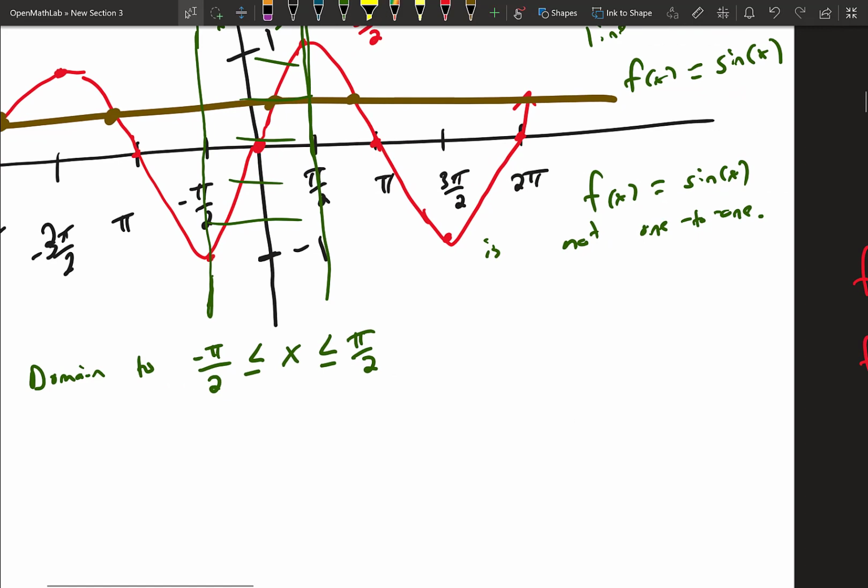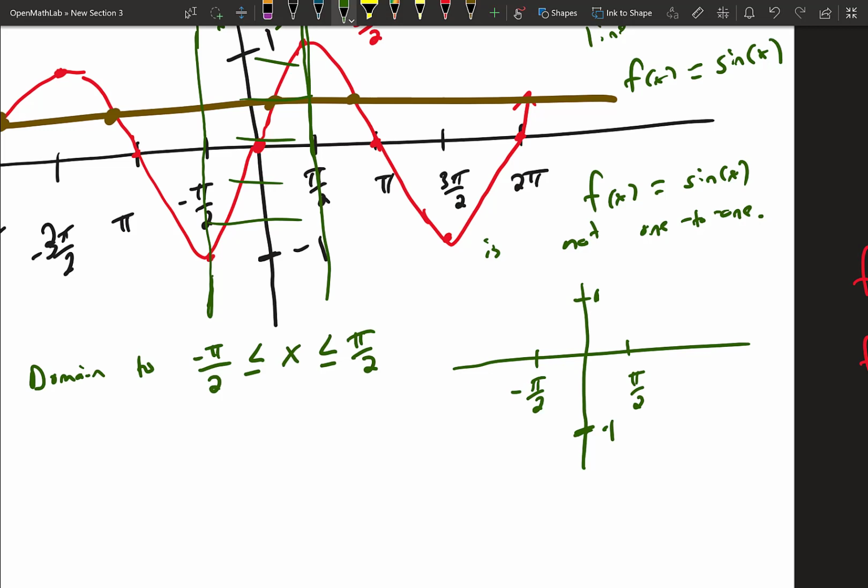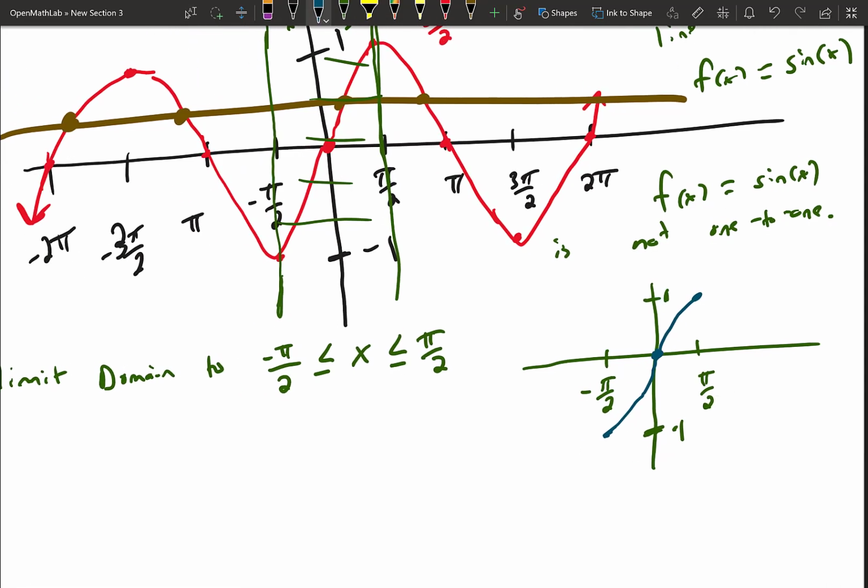So what we end up getting is this graph. We have a point at 0, 0. Pi over 2 is at 1. Negative pi over 2 is at -1. We get this kind of graph like this. So this is 1-to-1. And notice that y is in between -1 and 1. It's limited in between there.